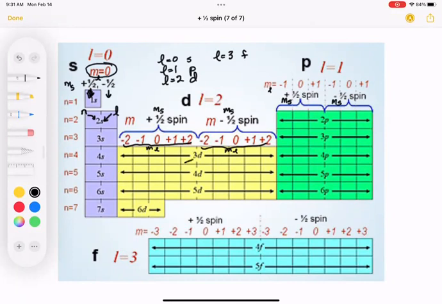In the D, this represents your principal quantum number, the large number. The D represents your L. Your M sub L's can be anything from a negative L to a plus L. And then you have a plus 1/2 and a negative 1/2 spin. And again, the nice thing about the periodic table is it is already arranged according to energy.